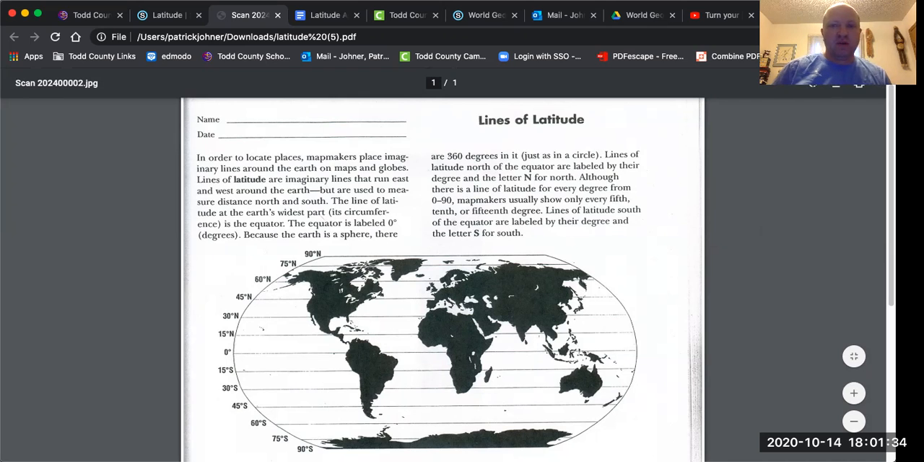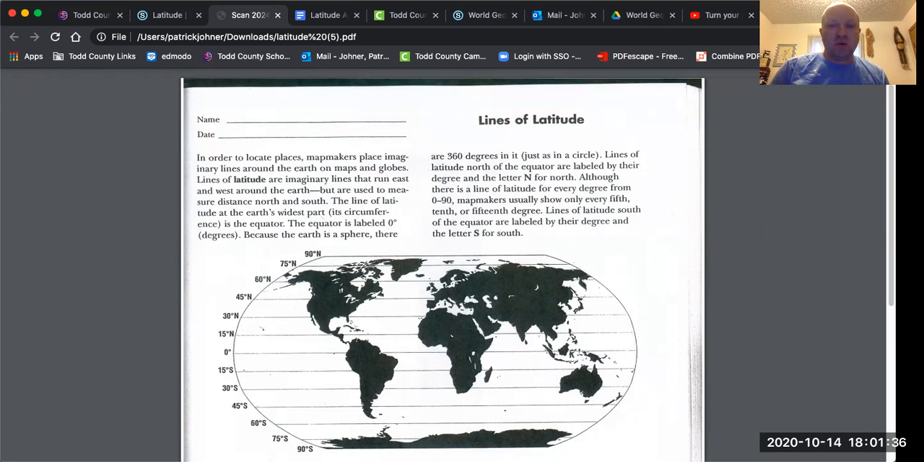That's what makes latitude, and when we talk about longitude, so difficult for people to grasp onto, because they go a certain way, but we measure them the opposite. The line of latitude at the Earth's widest part, its circumference, is the equator. And if we look, this is the equator right here. And the reason why we know it is because it's labeled 0. That's where latitude starts, at the equator at 0.